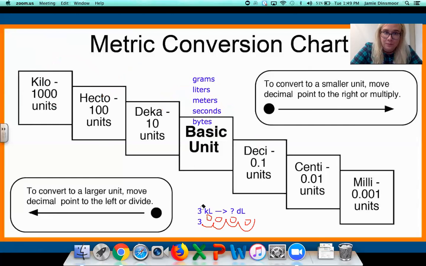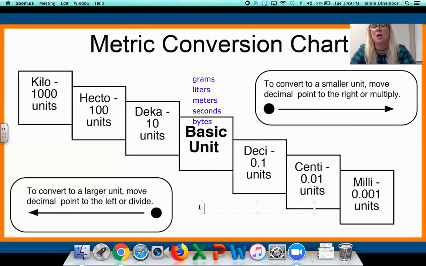So we're going to do this time, we want to convert 42.3 milliseconds. We want to know how many seconds that is. So milliseconds to seconds.